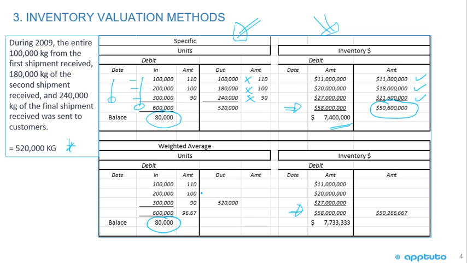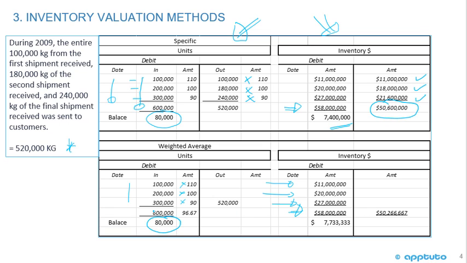Okay. Moving on now to the weighted average, we know that we bought the 58 million. We bought 600,000 kilograms again: 100,000 at 110, 200,000 at 100, and 300,000 at 90. So if we do that math, that's these amounts over here. 100,000 times 110 is 11 million, 200,000 times 100 is 20 million, and 300,000 times 90 is 27 million. We get to our 58 million.